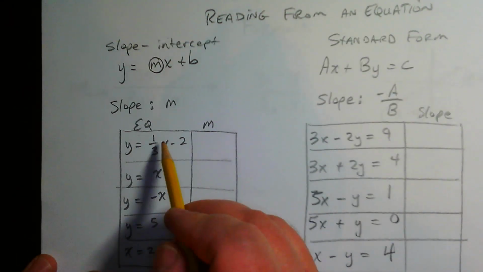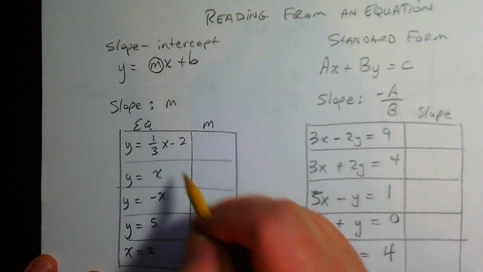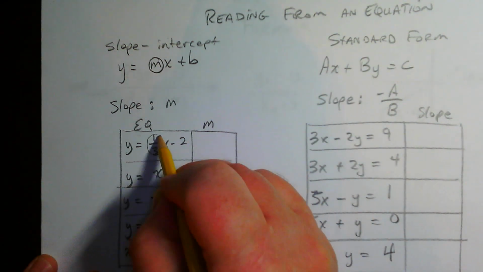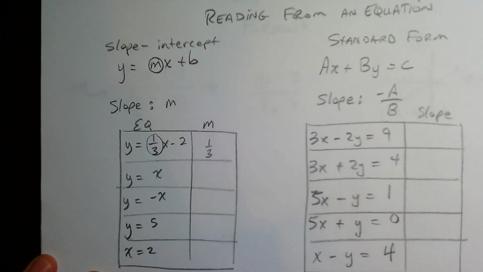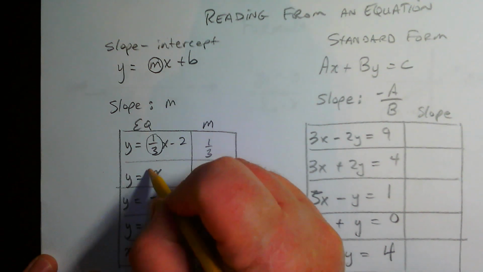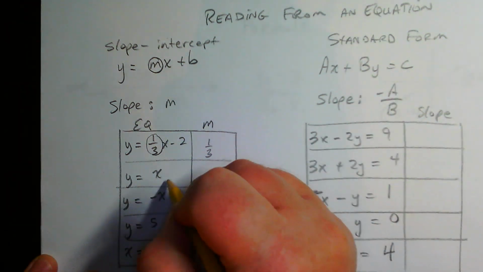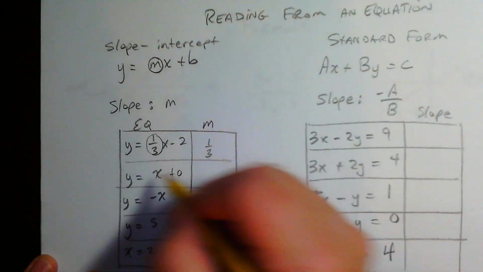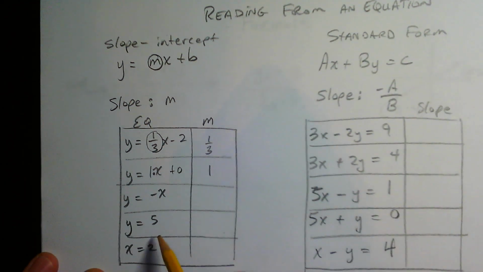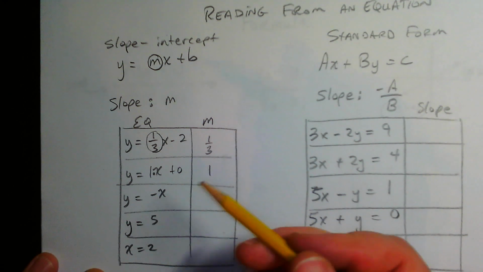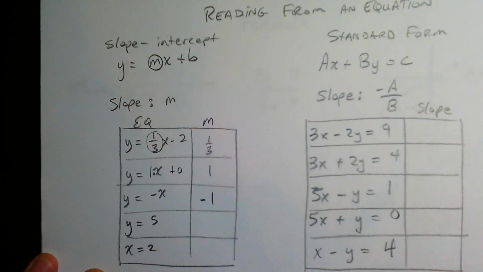So let's say we had y equals 1/3 x minus 2. Well, here, that's the number multiplying with the x, so the slope would be 1/3. Now what if you don't see a number? Right? Like this one, you don't see a number. Well, you don't need to write times 1, just like you don't need to write plus 0, right? So there's really a 1 right there, so the slope is 1. Here's almost the same, but it's minus, so that makes it minus 1.